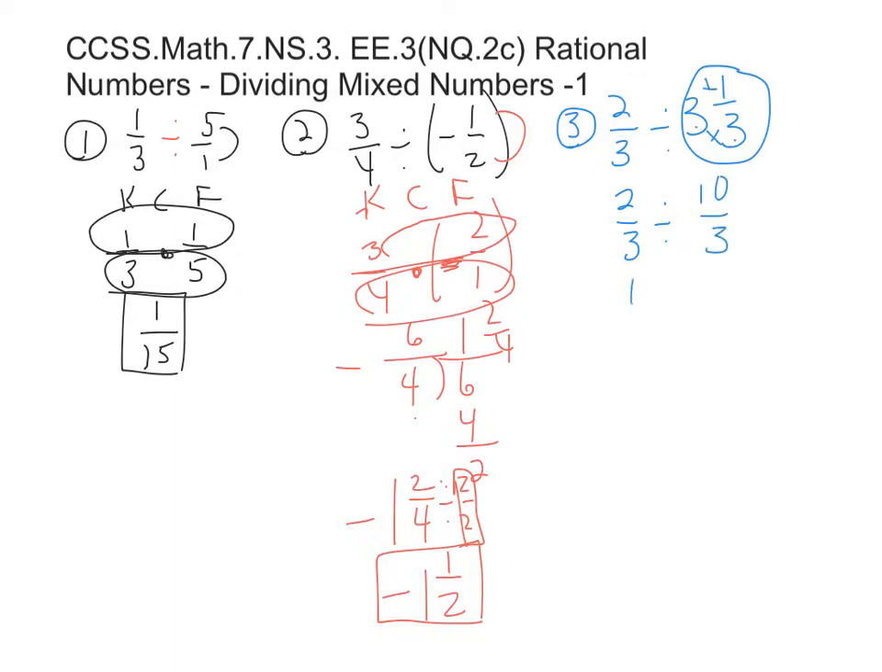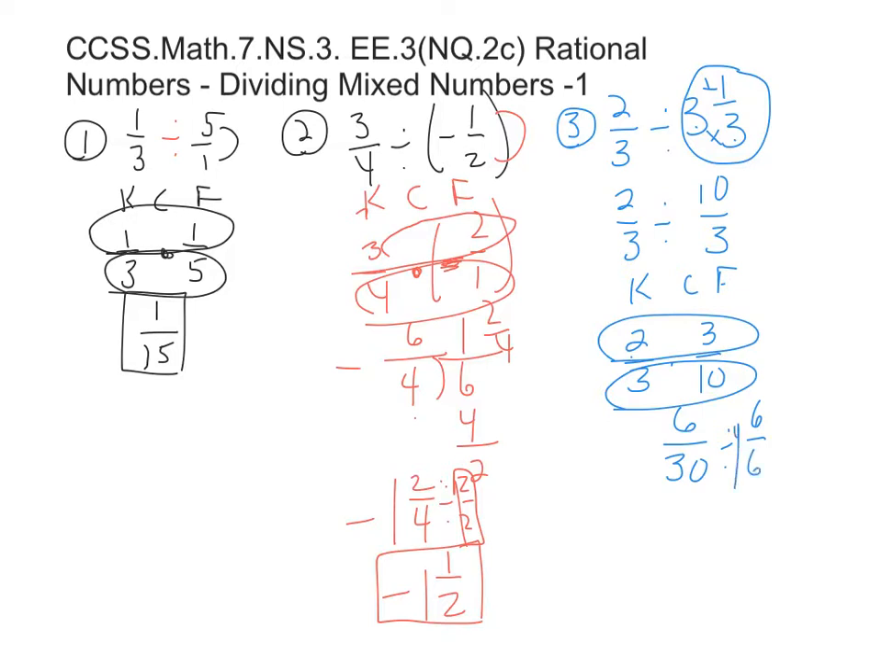And it is keep, change, flip. So it is 2/3 times 3/10. And there's a couple of ways you can do this, and we're just going to do the regular way. And we can go 2/3. 2 times 3 is 6, and 3 times 10 is 30. And then I know I can take a 6 out of both. We have to simplify it. 6/6, that's really a 1. So I can get this answer as 1/5.